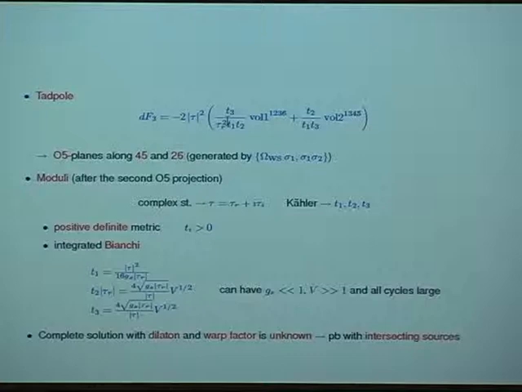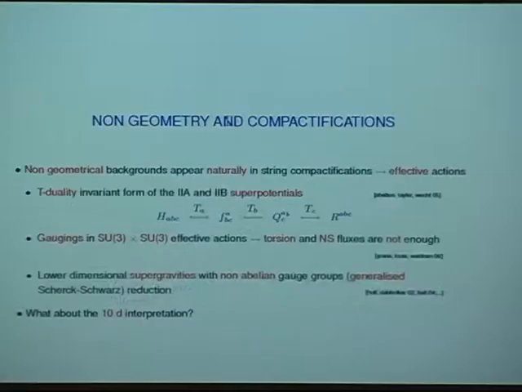The first question you can ask is, okay, you're in a large volume, but are you consistent with this approximation? Yes, because if you compute the volume of the 2-cycles on which we can wrap our sources, and these are T1, T2 times T3, V is the overall volume of the manifold, you can see that we can tune the string coupling and the volume of the manifold in order to have weak string coupling and large volume, and all the cycles with a large volume. Again, we couldn't lift it to a full solution because we have intersecting sources and we don't know how to deal with the warp factor.